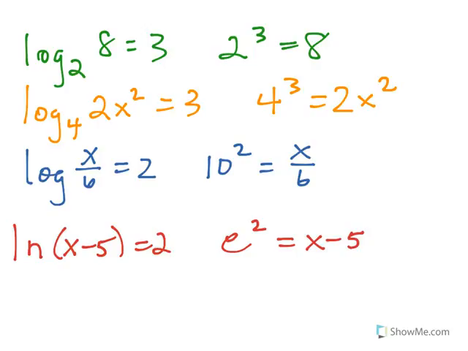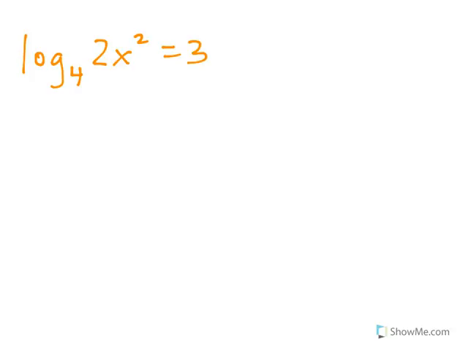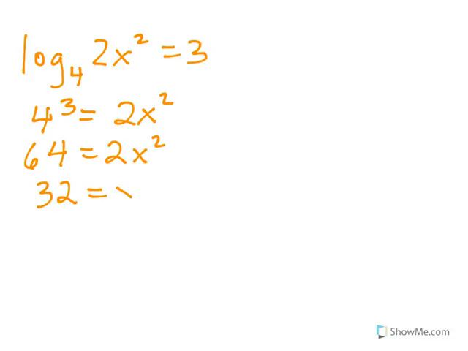If you have a single log expression on one side of your equation and a constant on the other side, switch. Let's go back to the example that I wrote before, log base 4 of 2x squared equals 3. We're going to switch to exponent form, so that's 4 cubed equals 2x squared. And now we're going to solve. 4 to the third is 64, and if I divide both sides by 2, I get 32 equals x squared. A little work on my handy-dandy calculator, and I find that x is plus or minus 5.6569.